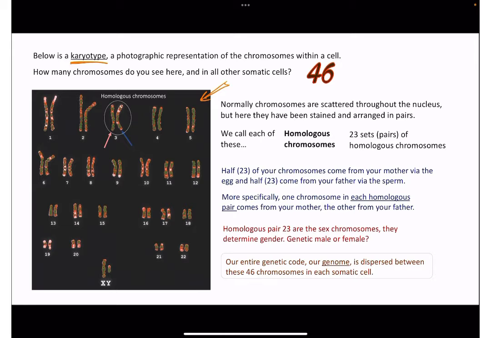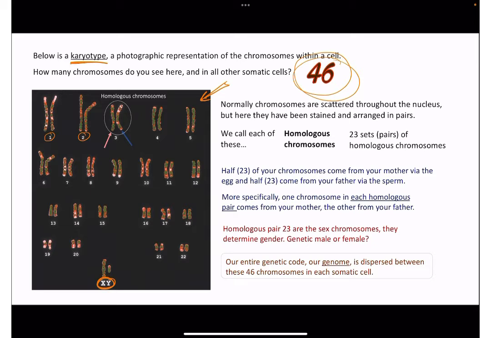But what they've done here is they've been stained, first of all, and they've been arranged in what we call pairs. So there's 23 pairs of chromosomes here. Here's the first pair, the second pair, etc., all the way down to the 23rd pair. And if there's 23 pairs of chromosomes, then how many total chromosomes are we looking at in this karyotype? We're looking at 46 chromosomes.